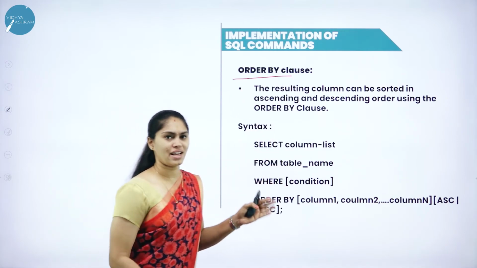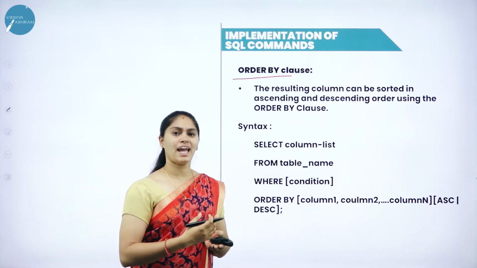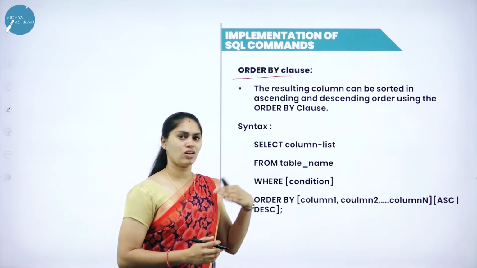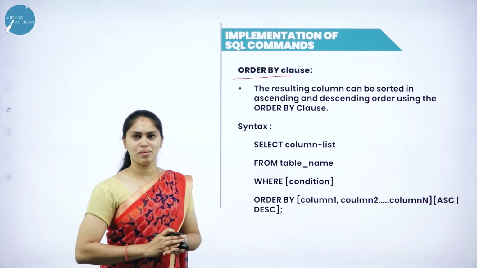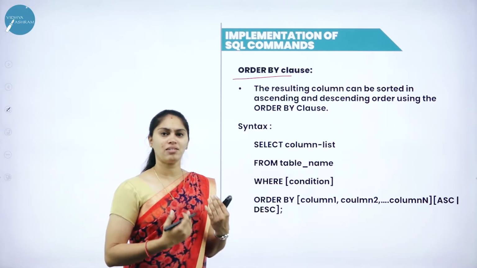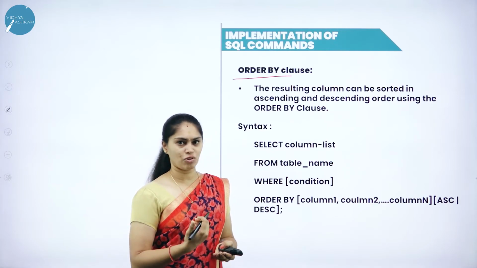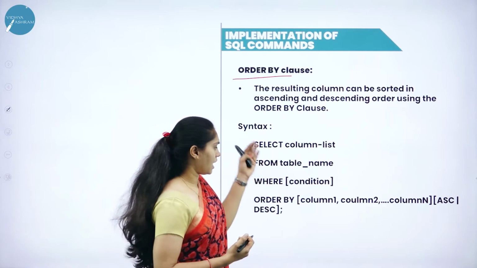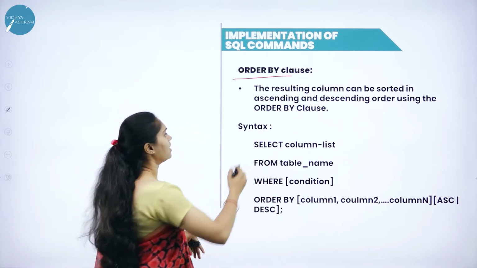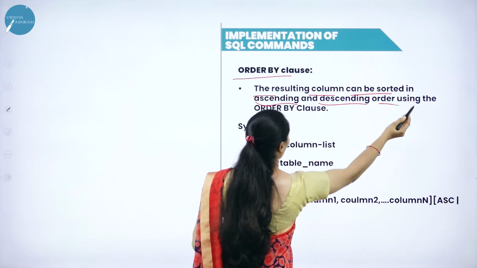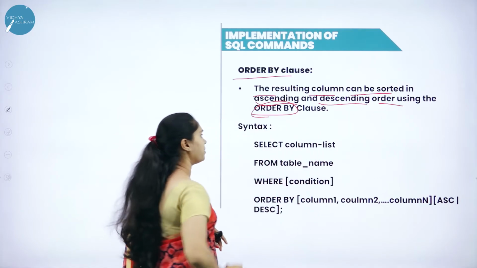So as the name indicates, if I want to display any information based on some order, it can be either ascending order or descending order. By default, it will be ascending order. If I want any information to be displayed in descending order, we have to use the keyword called DESC. So here you can see that the resulting column can be sorted in ascending and descending order by making use of this ORDER BY clause.